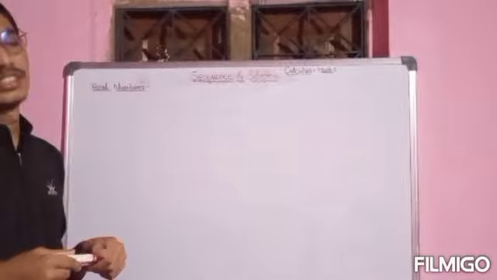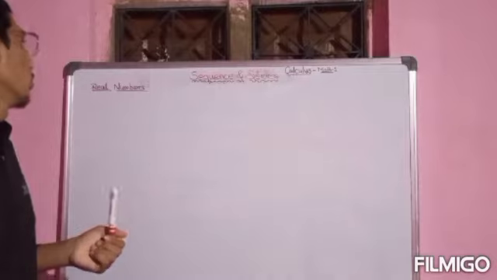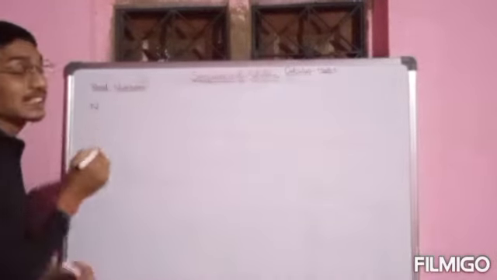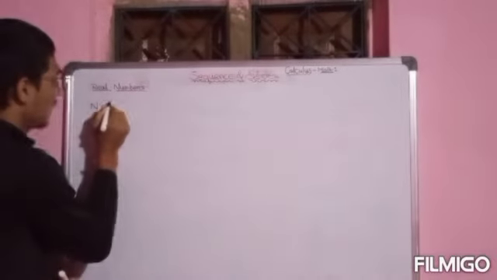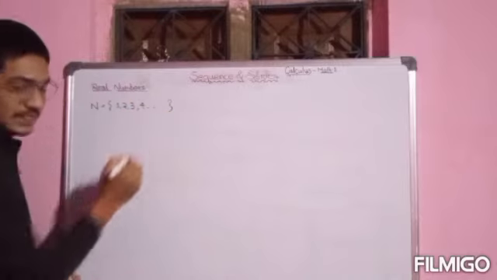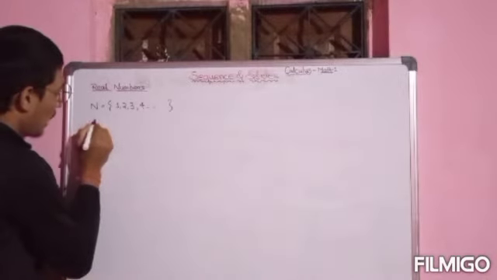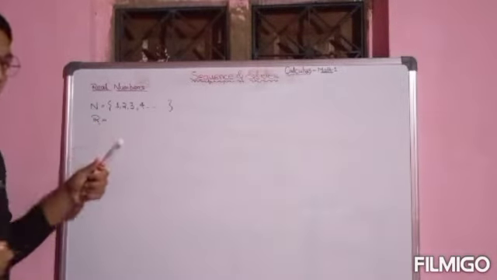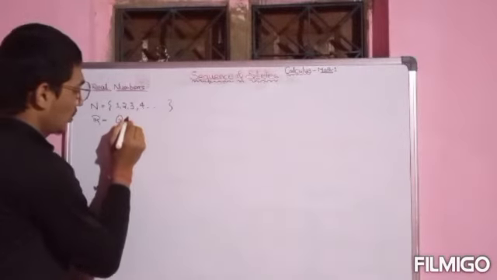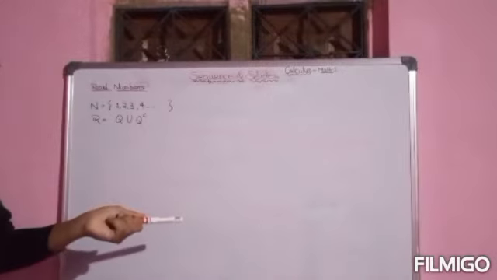We have known since childhood that the natural numbers we denote by the symbol N, which contains the elements like 1, 2, 3, 4, like this. And the set of real numbers, which we denote by the symbol R, is the combination of both rational and irrational numbers. You all know about this. What is a rational number? What is an irrational number?